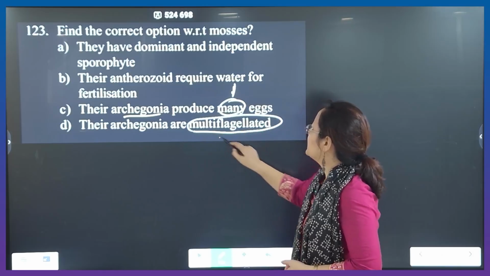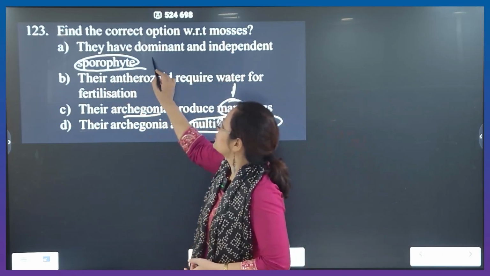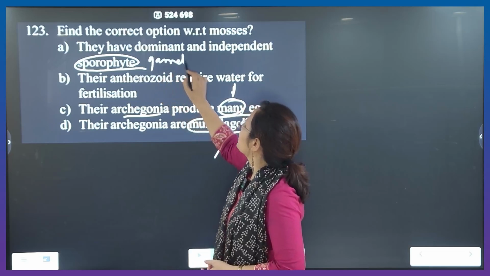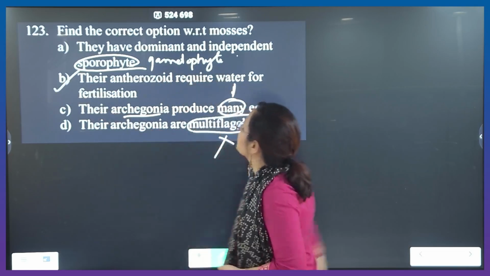Archegonia are multiflagellated. This is wrong. They have dominant and independent gametophyte, not sporophyte. This will be gametophyte. So the answer to this will be this correct option.